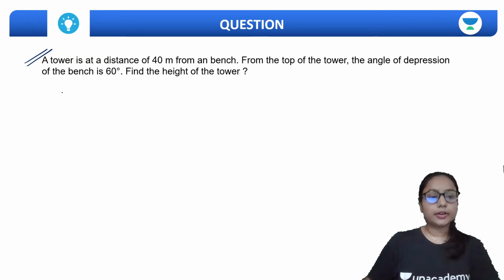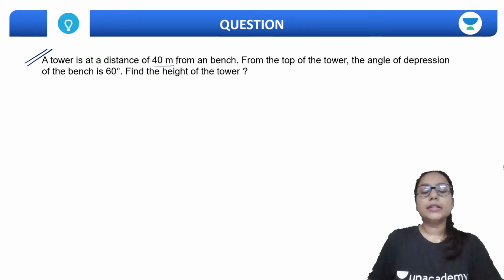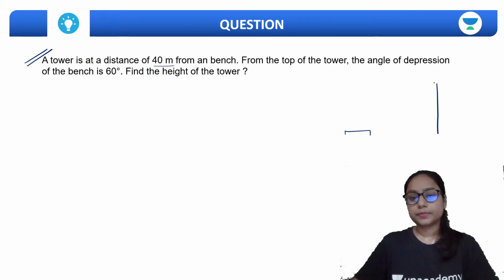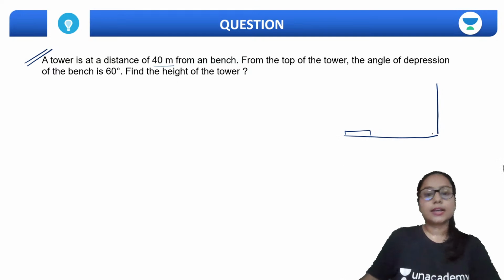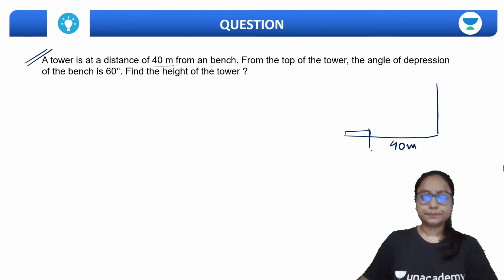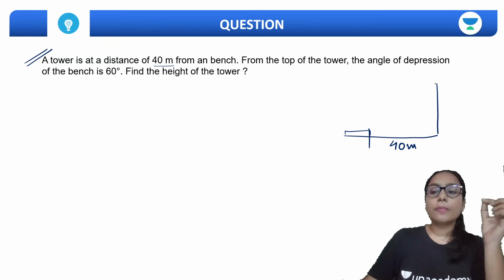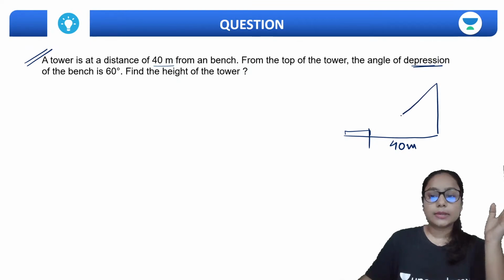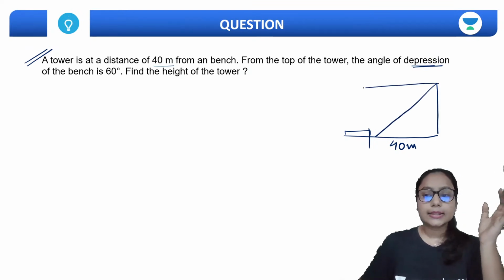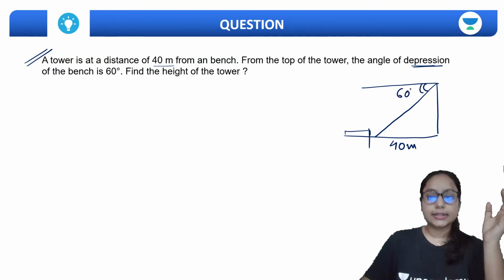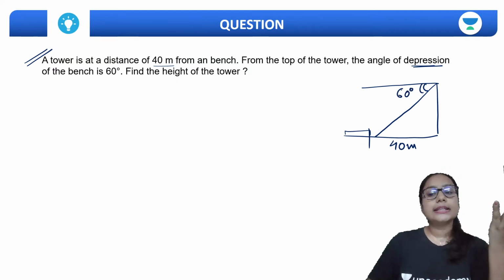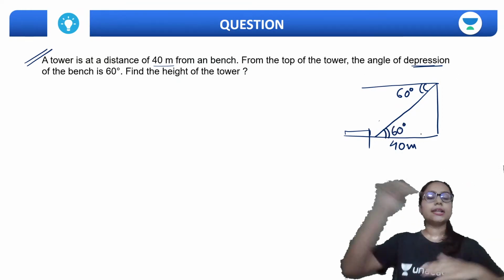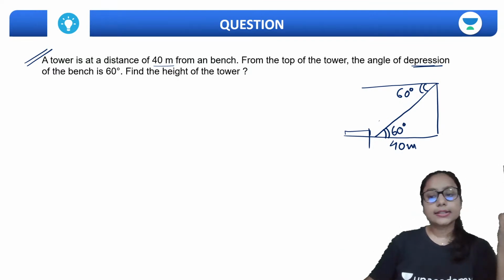Okay, let's see. Let us draw the figure. A tower is at the distance of 40 meters from a bench. So, suppose if you have a bench here, this is the tower. The distance between bench and the tower is 40 meters. Now, from the top of the tower, the angle of depression of the bench is 60 degrees. So, this will be your line of sight. And this angle of depression is 60 degrees. So, if this is 60 degrees, it means this angle is also 60 degrees, right? Because the horizontal lines will be parallel. This is 60 degrees. This is 40 meters.